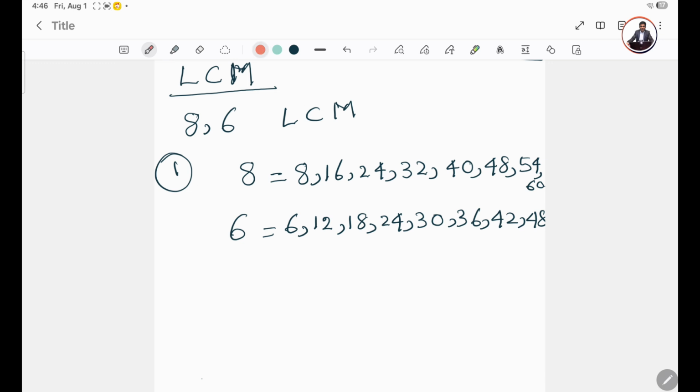So you can see now that 24 is a common multiple of 8 and 6, and we can also see that 48 is a common multiple of both 8 and 6, but we are looking for the least value. So the least value is 24. So the least common multiple of 8 and 6 is 24.